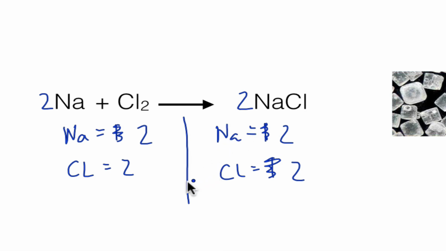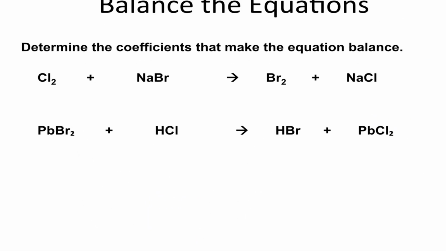So not too hard, you just have to keep track of them and make sure that you're only changing the coefficients, you're not changing the subscripts. And another thing, the only thing I didn't like about that simulation is that you had to put a 1 in front of these. So again, if it's just a 1, we don't actually have to write in the 1. Just assume that Cl represents 1 Cl in that case. So don't write 1s in front of those.